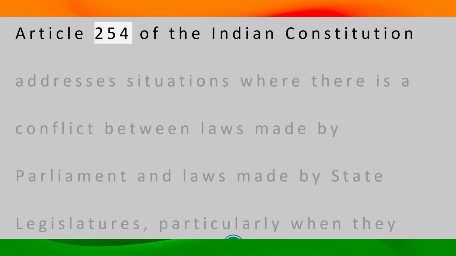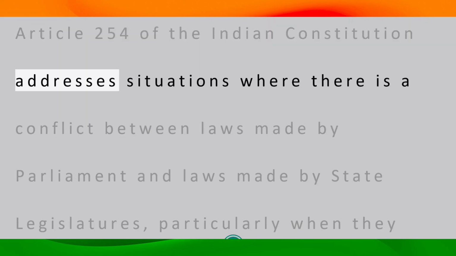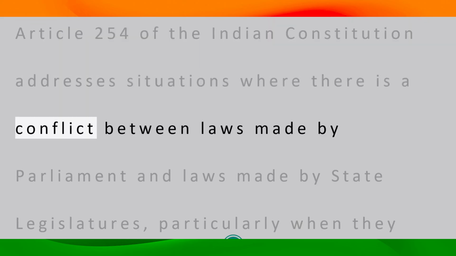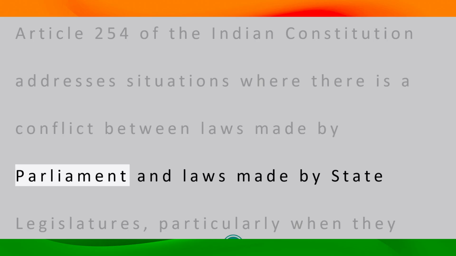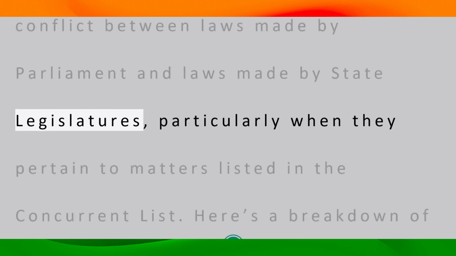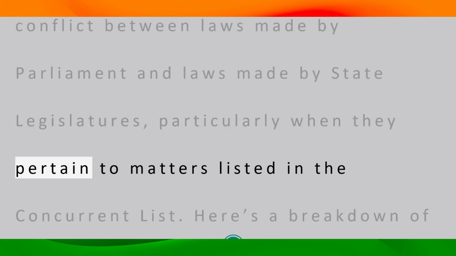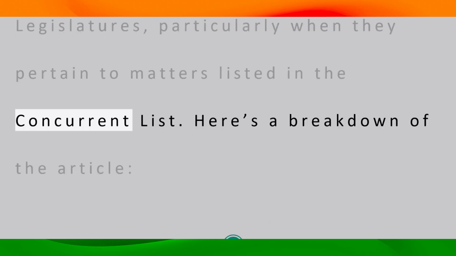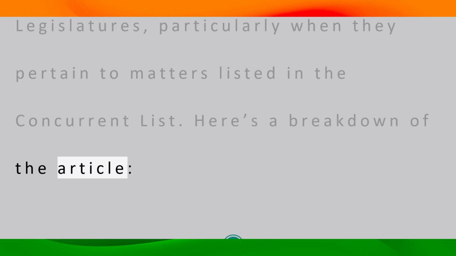Article 254 of the Indian Constitution addresses situations where there is a conflict between laws made by Parliament and laws made by state legislatures, particularly when they pertain to matters listed in the Concurrent List. Here's a breakdown of the article.